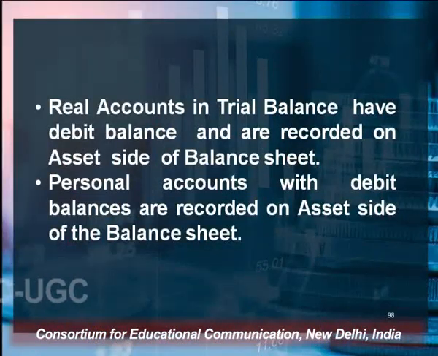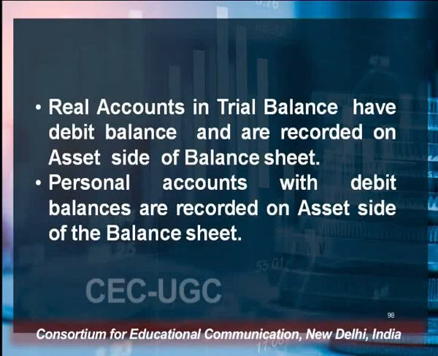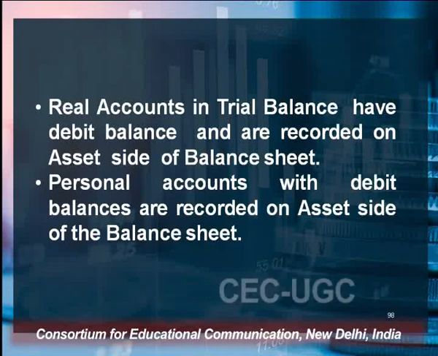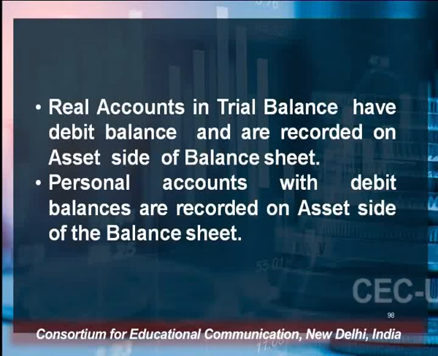Real accounts in the trial balance have a debit balance and are to be recorded on the asset side of the balance sheet. Personal accounts with a debit balance are also recorded on the asset side of the balance sheet. Example, debtor. If a debtor is given in the trial balance, that has to be shown on the asset side of the balance sheet. And if a creditor is given, this also comes under the personal account, but it has a credit balance. This has to be shown on the liability side of a balance sheet.